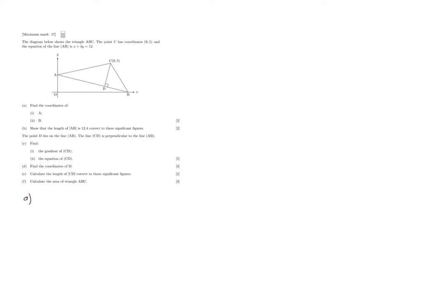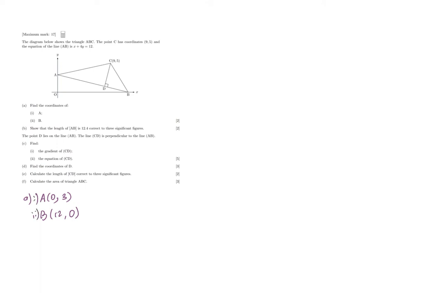So we can find A, which is going to have coordinates x is 0 and y is 3. We know this by substituting x equal to 0 here and solving for y. Y will be 12 divided by 4, which is 3. Now B is the x-intercept, so we know y is going to be 0. So similarly, we substitute 0 here and we get x is equal to 12. So (12, 0) are the coordinates of B.